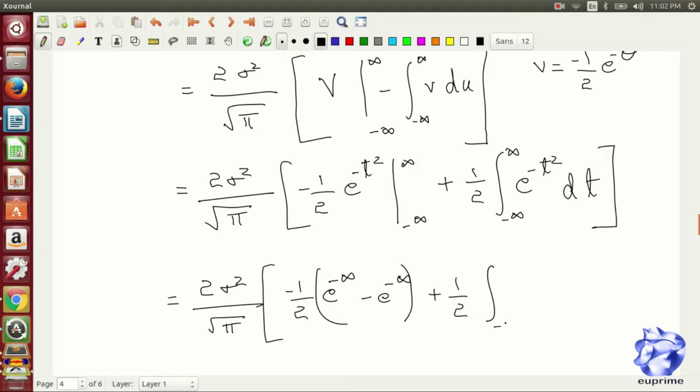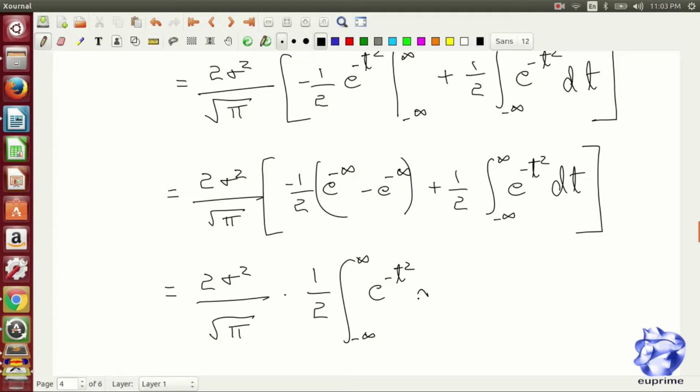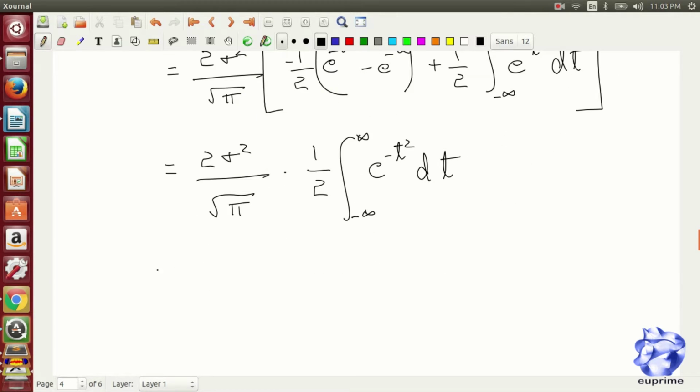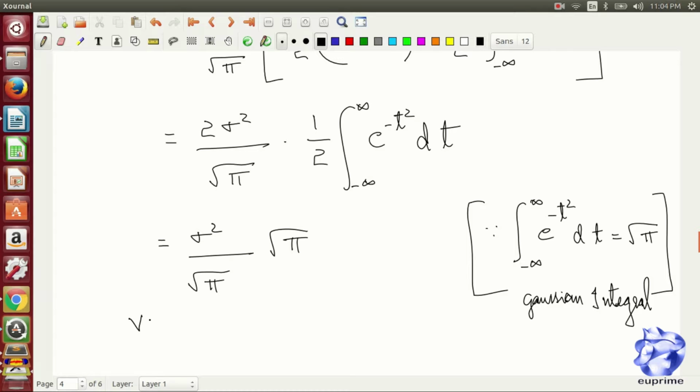This is further simplified as follows. On simplifying it, we get e to the power minus t dt, and on further simplification we cancel out 2 and we get the following. We take this integration, which is equal to root of pi for the Gaussian integral, and V of x is equal to sigma square.